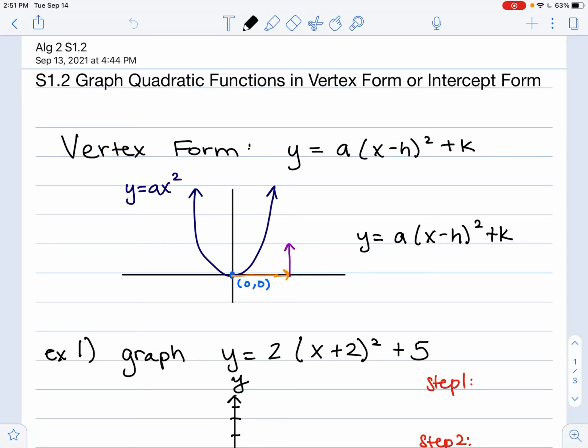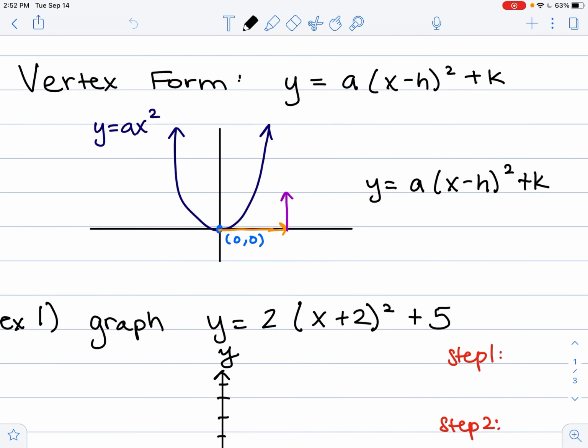Hey guys, we're back. Let's jump into vertex form in quadratic equations. Yesterday we were talking about standard form, where we had to make a chart to plot some points and figure out what's what. This is a form that a quadratic equation can be in that will literally give us the information of where the vertex is. It's amazing.